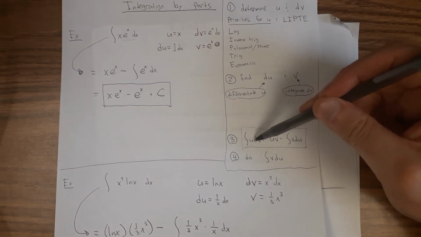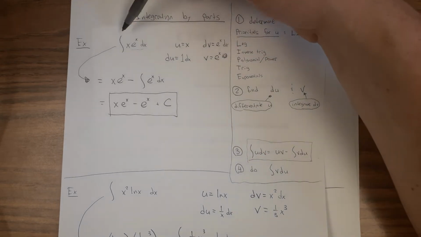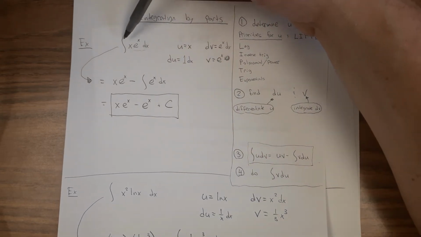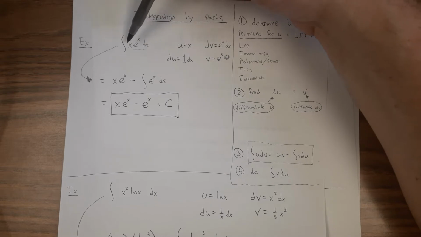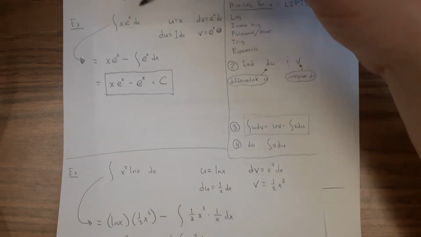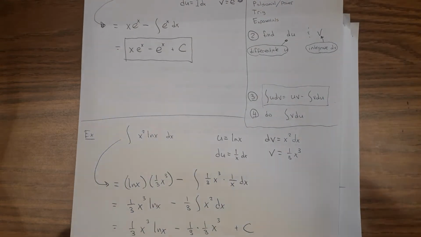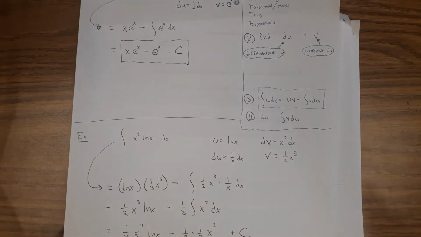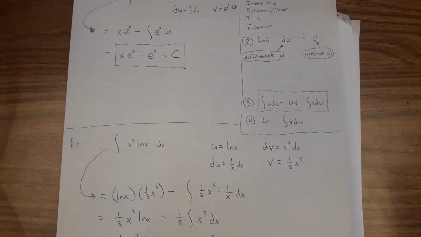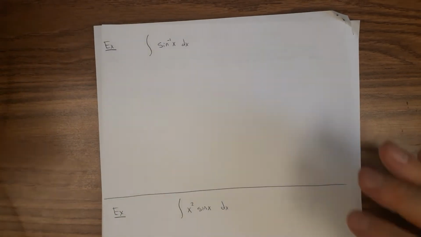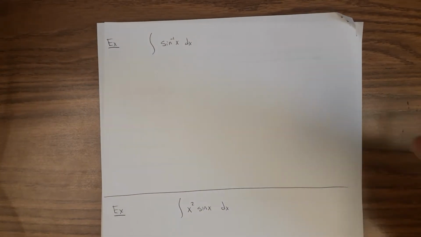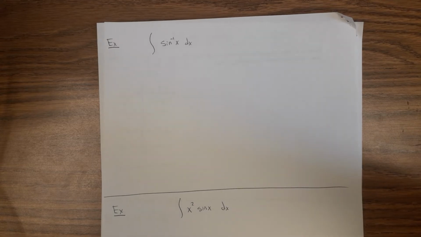You've got u times dv, and so we always run into these examples where I have a function times another function, like x times e to the x, or x squared times natural log x. I'm used to seeing multiplication, and that can be a hint to use integration by parts, but I don't see that here. And that can be okay.